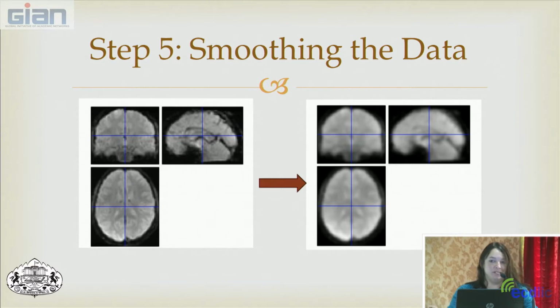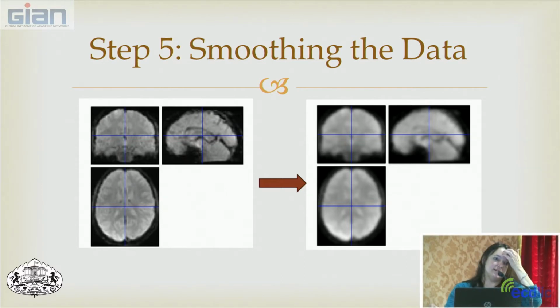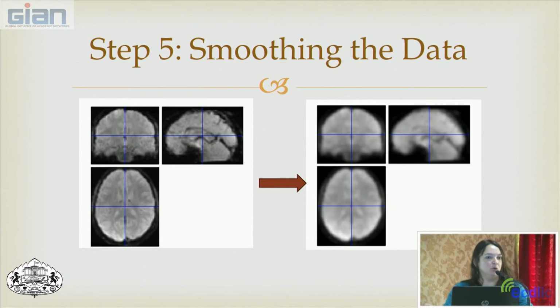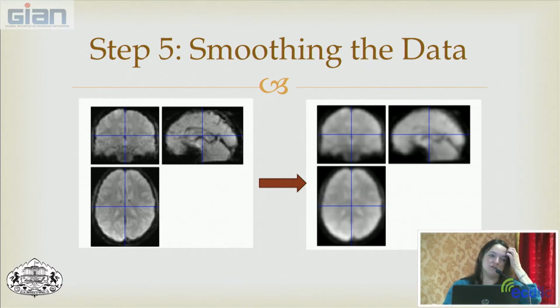People often use 8. We tend to try to be a little more conservative in how much information we smear around, so we stick to 6. So it's about 2 voxels, just as a reminder. So we're sort of smearing this information between 2 voxels.